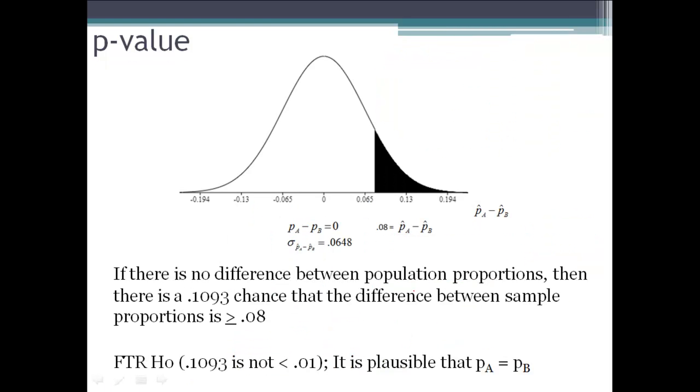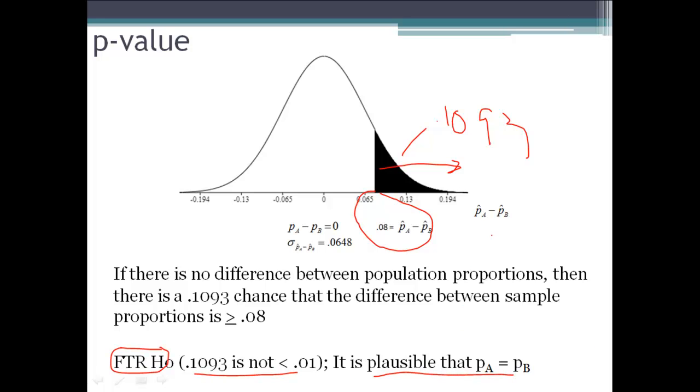If there's no difference between the population proportions, if H0 is true, then there is a p-value chance, that's 0.1093, of getting a difference between sample proportions as high or higher than what we observed. We'll fail to reject H0. 0.1093 is not less than 0.01, and we will then conclude that it's plausible that H0 is true.